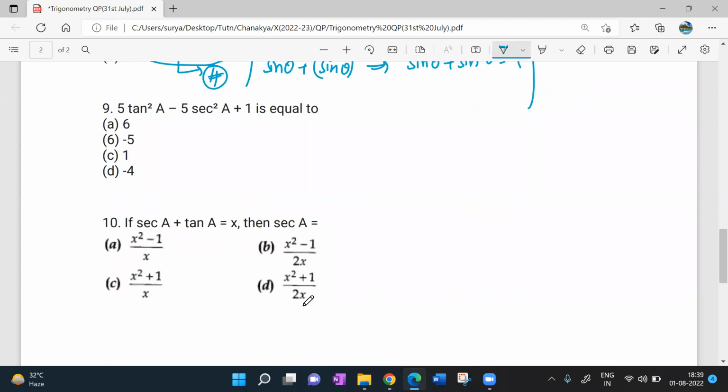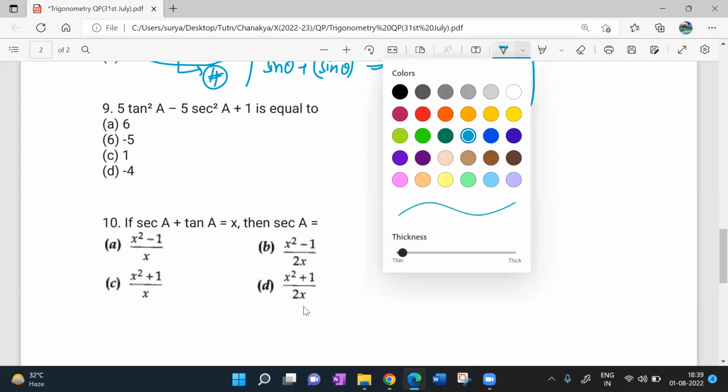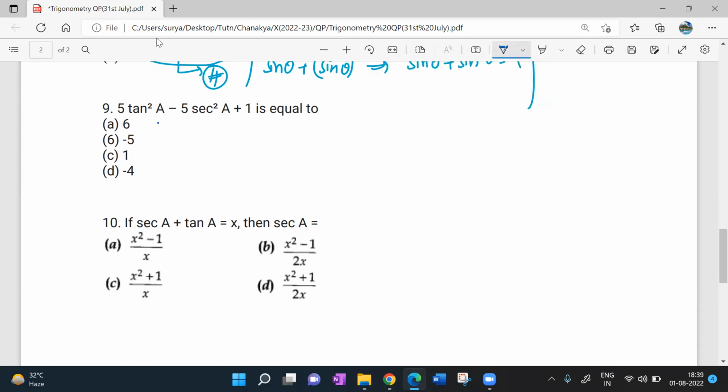Look, quickly. 5 times tan square A minus 5 times secant square A plus 1 is equal to what? Such a beautiful question. How many have done this? But how can I solve this?